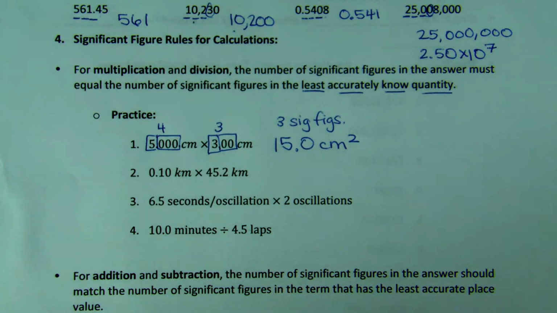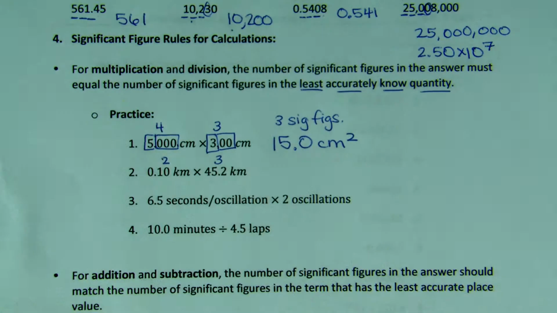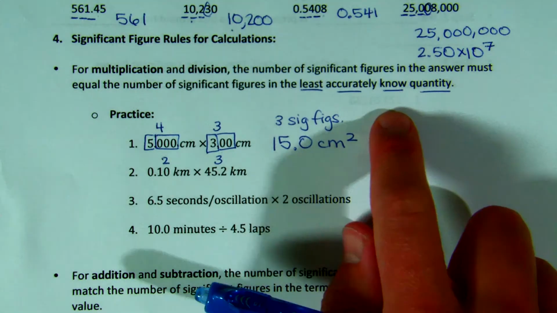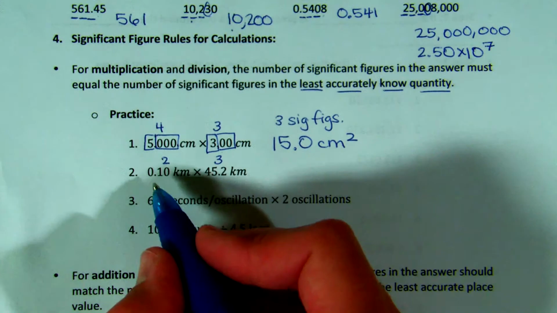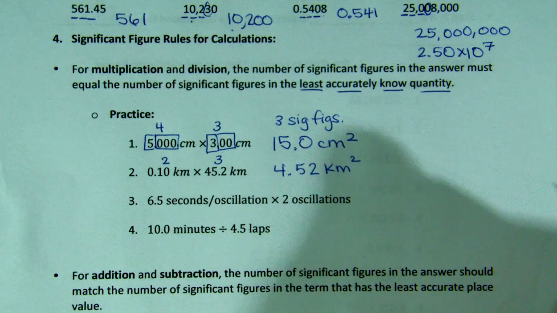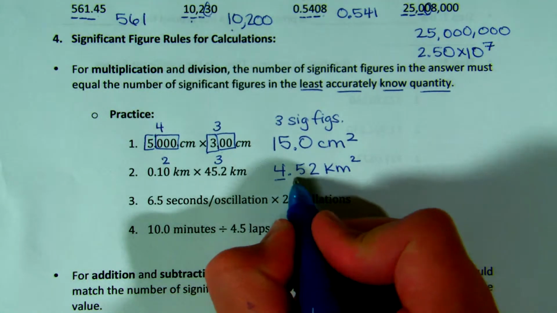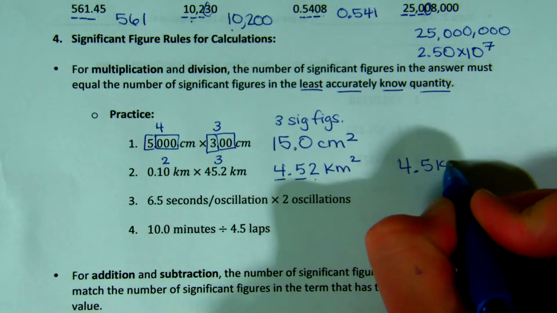15.0 centimeters squared. In number 2, we've got 0.1 times 45.2 kilometers. If we look here, we've got 2 significant figures. This quantity has 3. Our answer should be accurate to the least known quantity, so our answer should have 2 sig figs. When we multiply this, we get 4.52 kilometers squared. We can then round to 2 sig figs. The next number is a 2, so I'm going to round down. My answer would be 4.5 kilometers squared.